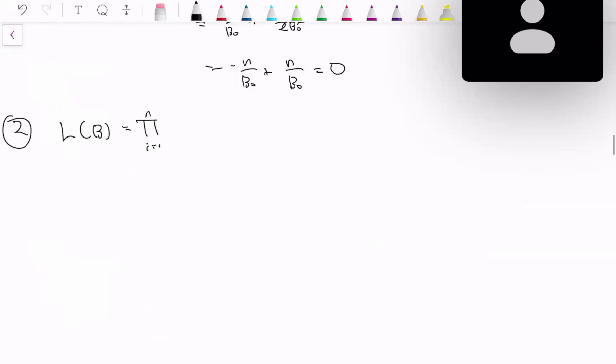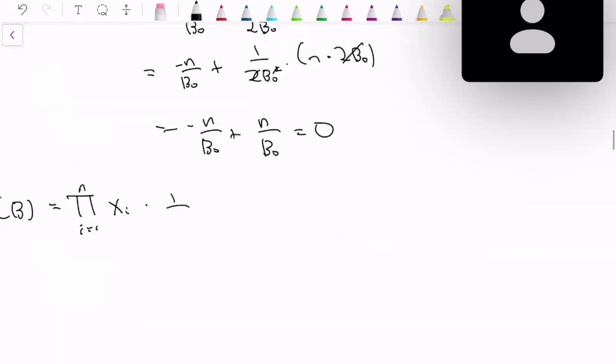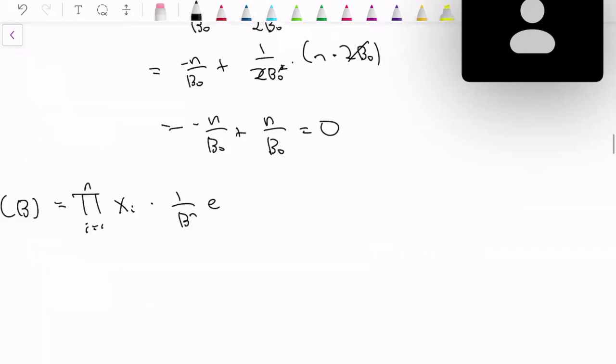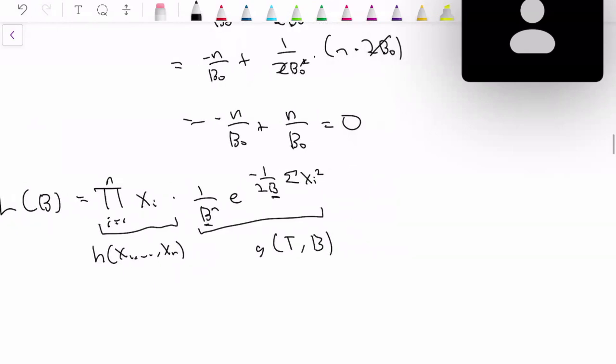It's the product of the xi's times 1 over beta to the n e to the negative 1 over 2 beta sum of xi squared. So you can split this likelihood into 2 terms. You can see here that this is only a function of the observations. And then here is our g, a function that involves the parameter beta, and also our test statistic and our observation.